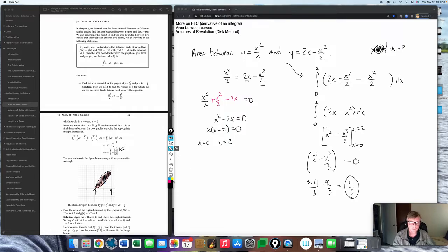It is very important that you explore which curve is on top and which curve is on bottom, which is greater and which is lesser. And these limits of integration, they came from where the curves intersected. Okay, so sometimes those will be given to you, sometimes they won't be, and you'll have to find them yourself.